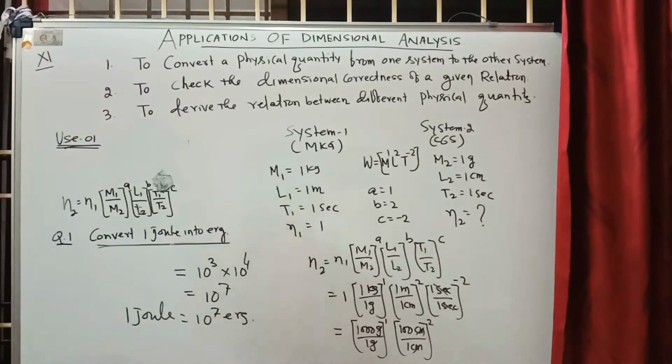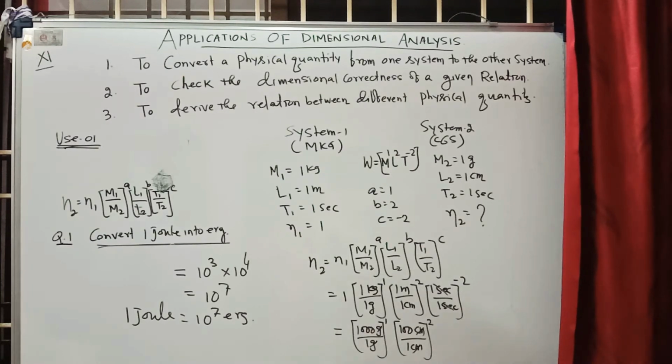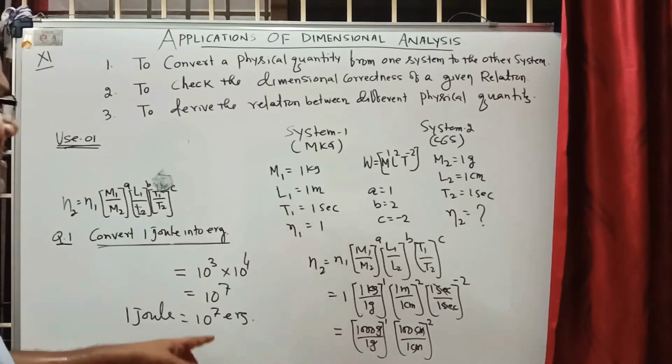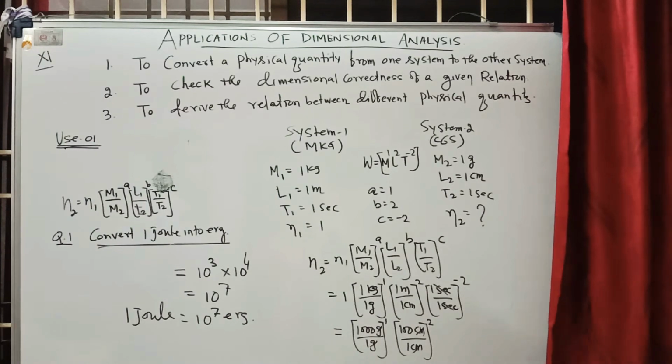In this manner, we are converting 1 joule of work, which is equal to 10 to the power 7 erg. That is the first use: to convert a physical quantity from one system to another system.